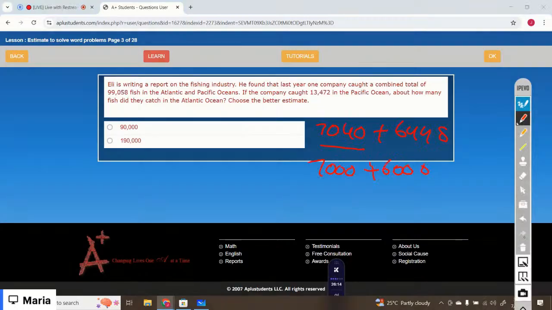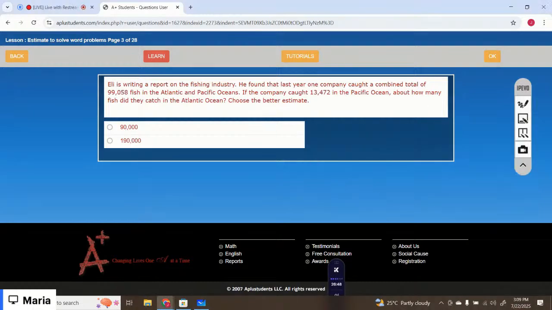So the total fish they caught is 99,058 minus 13,472. 99,058 is rounded to 99,000, and 13,472 is rounded to 10,000. So when you subtract, that would be 90,000. Option number 1 is the correct option.